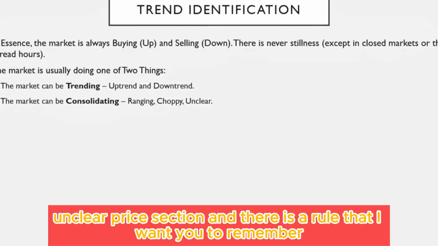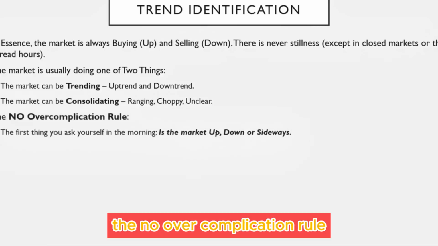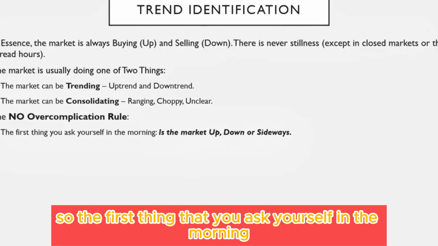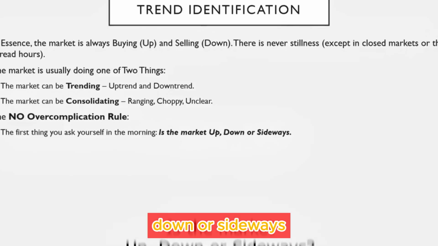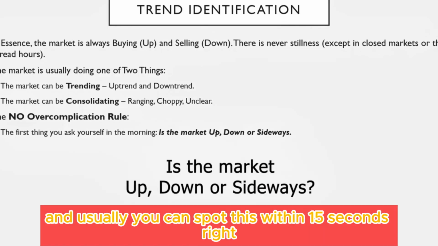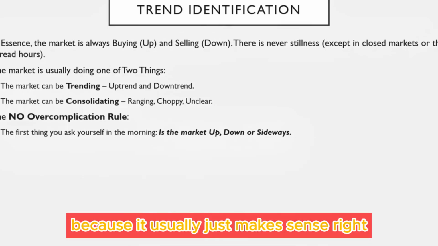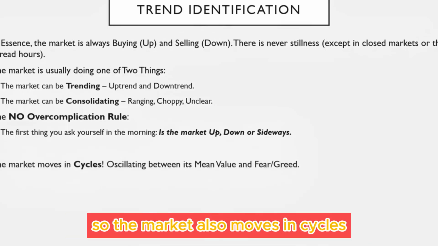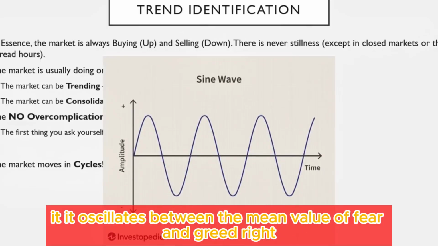And there is a rule that I want you to remember, the no overcomplication rule. So the first thing that you ask yourself in the morning when it's in your charts is: is the market up, down, or sideways? And usually you can spot this within 15 seconds, right? Because it usually just makes sense, right? So the market also moves in cycles. It oscillates between the mean value of fear and greed, right?